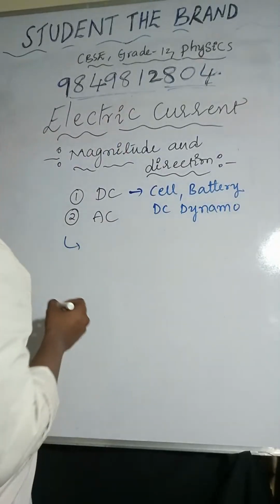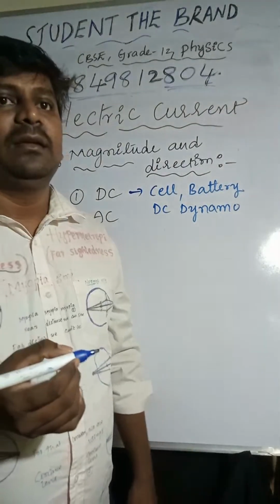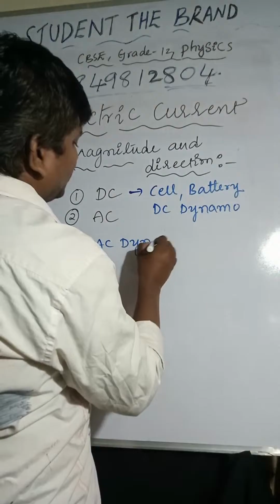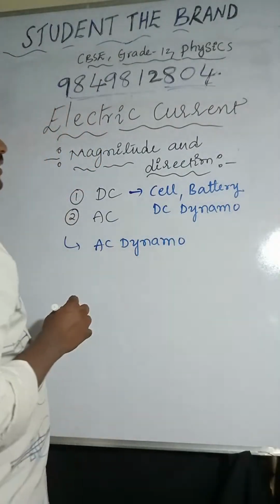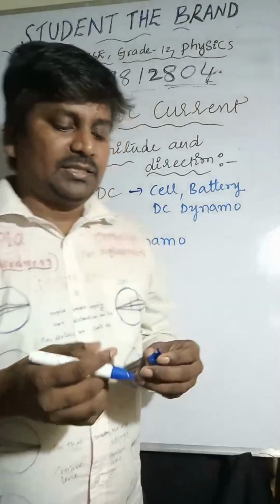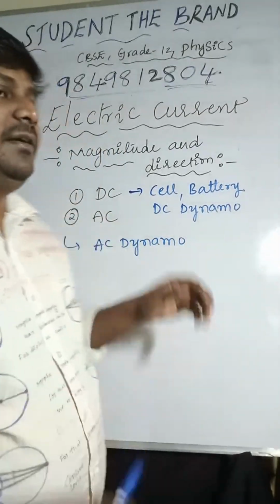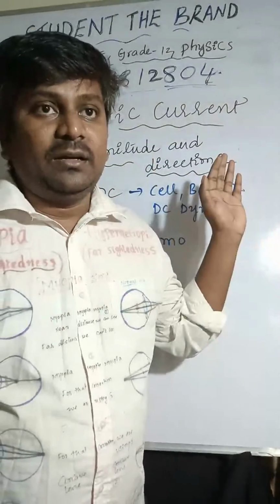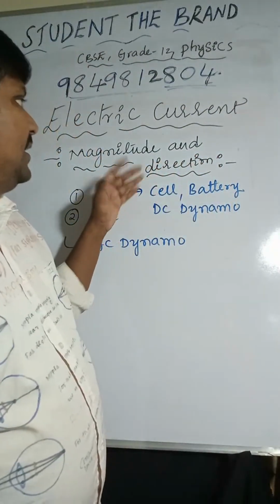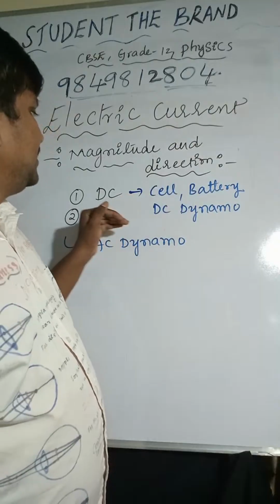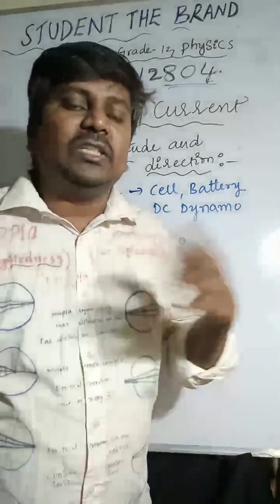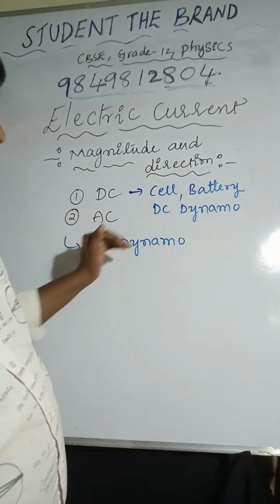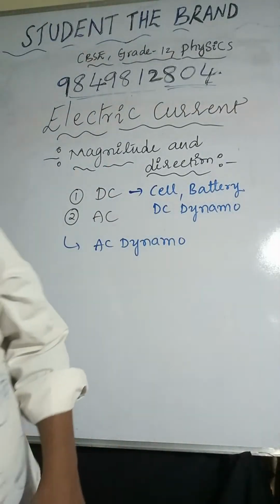Coming to alternating current, AC: example, AC dynamo. Here both magnitude and direction change. Understood? DC is direct current, where the magnitude and direction of current do not change. In AC, both magnitude and direction change. Examples for DC: cell, battery, DC dynamo. Example for AC: AC dynamo.